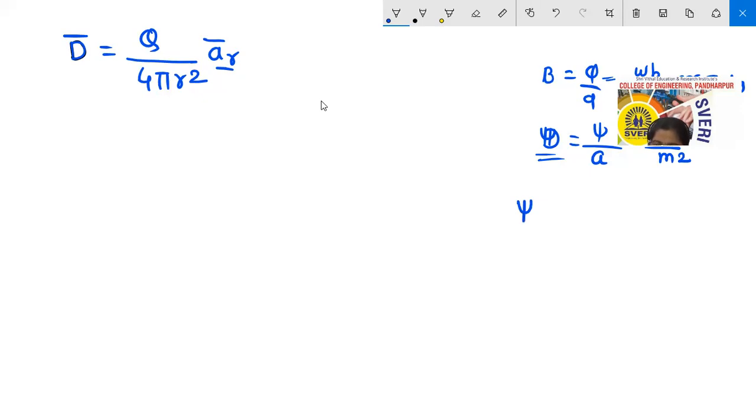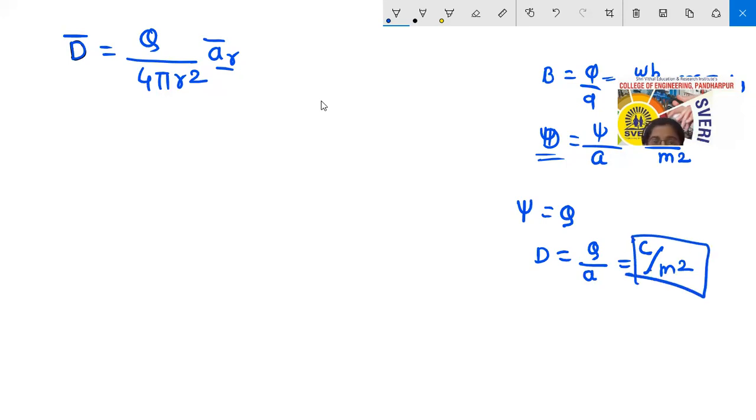According to Gauss law, this psi is equal to Q. Therefore, this D can be written as Q divided by A. So this charge is measured in Coulomb and area is measured in meter square. So this is your unit. Always remember this D bar, the electric flux density, is measured in Coulomb per meter square. Is it clear?